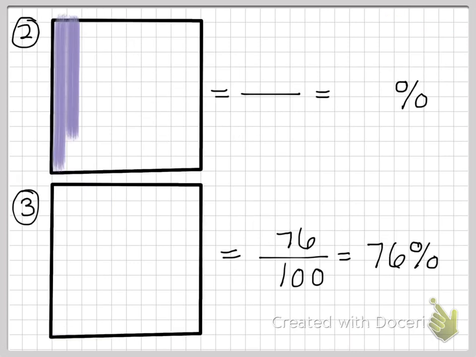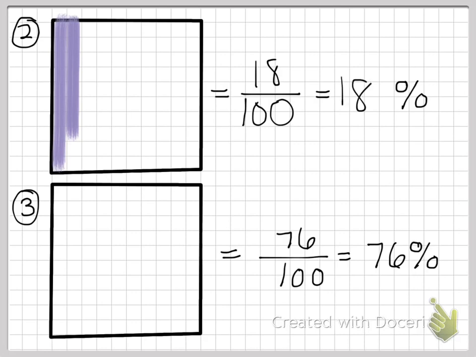Alright, our next example. Again, we have another shaded in 100 grid. So there's 1 column and then 8 squares in the next one. So that is 18 total shaded in out of the 100, which is 18%.